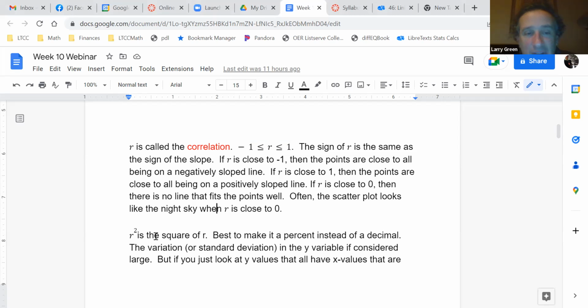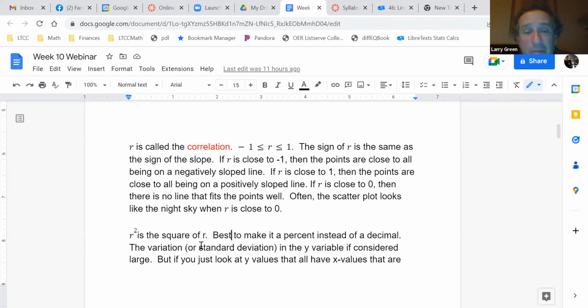Okay, then comes R squared. R squared is the square of R. Turns out when I took advanced statistics, my professor gave an entire 2-hour lecture on why R squared is the square of R. I know that sounds really weird, but it's very deep, but I can't get into the depth. But the good news is if you know R, you can get R squared really easy. You just square it.